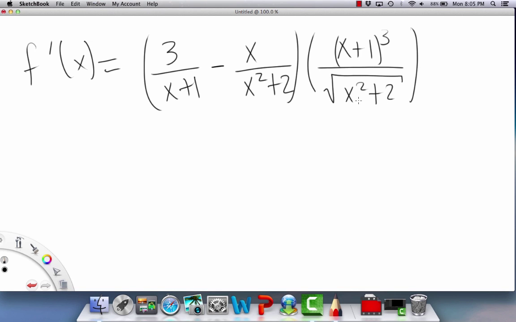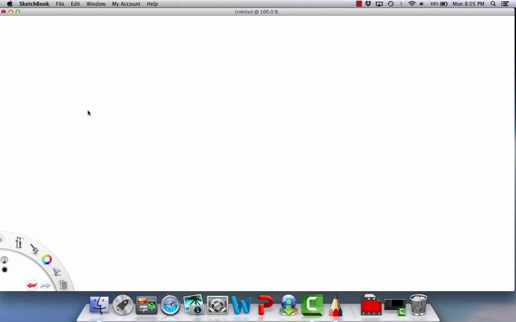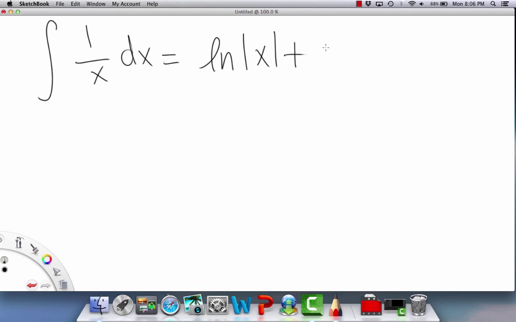Okay, and now for one last example, I'll explain something first. This has to do with integrating. So the integral of 1 over x dx equals ln of the absolute value of x plus c. Again, this is just going backwards, as differentiation and integration do. Let's do a quick example, and this will wrap it up.